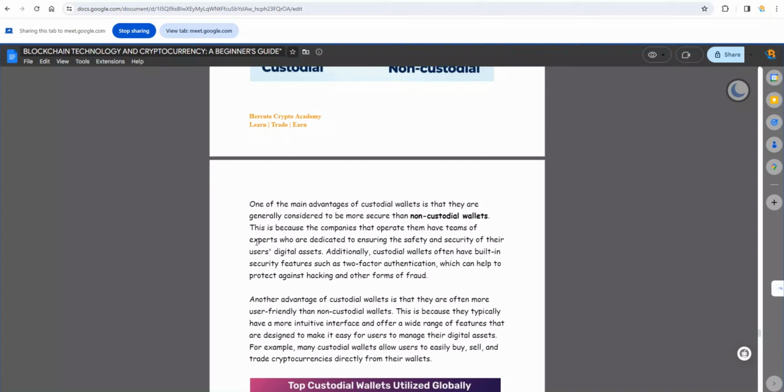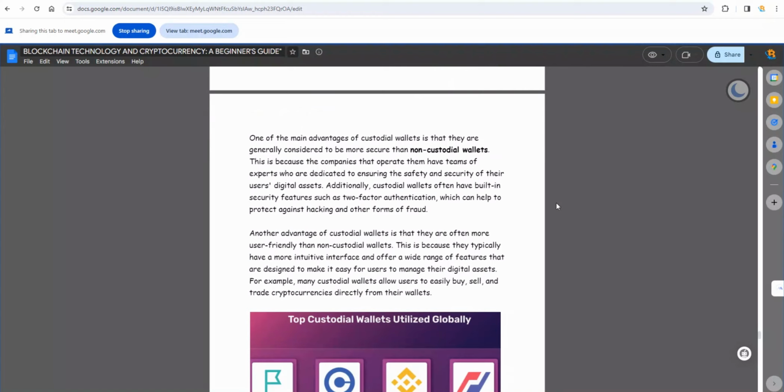Now, another advantage of custodial wallets is that they are often more user-friendly than non-custodial wallets, and you're going to see this because you're going to create these wallets very soon. This is because they typically have a more intuitive interface and offer a wide range of features that are designed to make it easy for users to manage their digital assets.